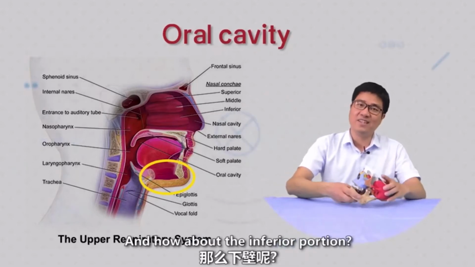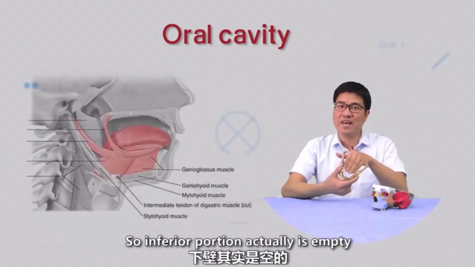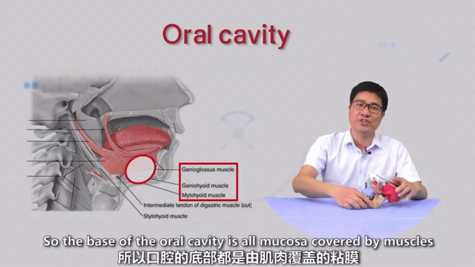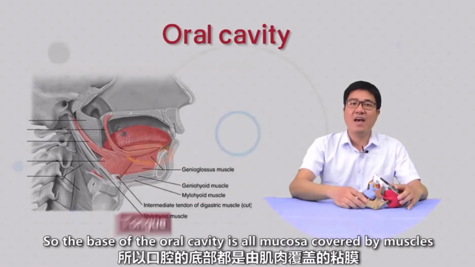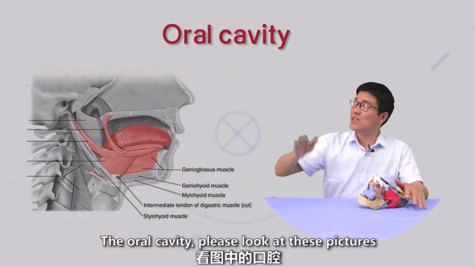And how about the inferior portion? The inferior portion is actually empty. The base of the oral cavity is all mucosa covered by muscles, and inside we have the tongue. So for the oral cavity, look at these pictures.